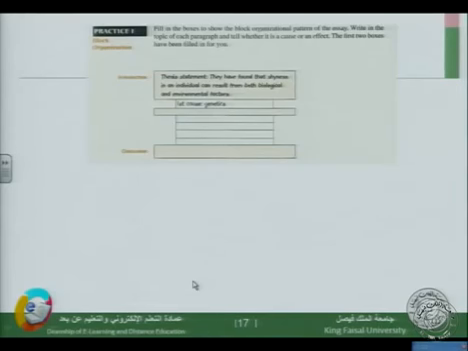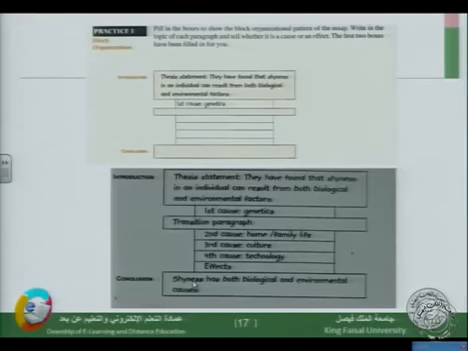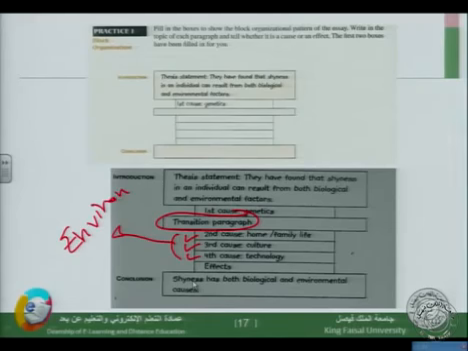This statement كانت they have found that shyness in an individual can result from both biological and environmental factors. أول cause ذكره genetics، حكى عن البيولوجي، بعدين حكى transition words، حكينا عن إنه في transition paragraph، بعدين ذكرنا السبب الثاني الثالث الرابع اللي هو موجود في environmental. اوكي، بعدين حكينا عن consequences في الباراجراف رقم 7، وفي النهاية كان في عندنا اللي هي conclusion.